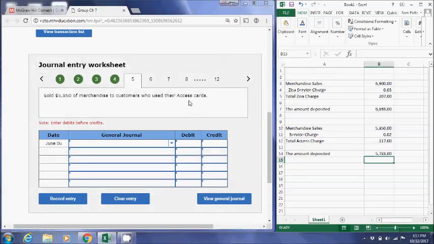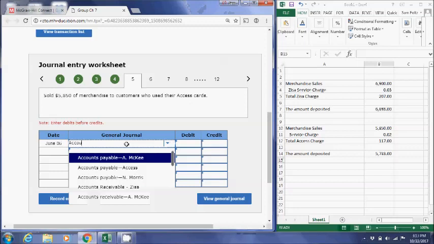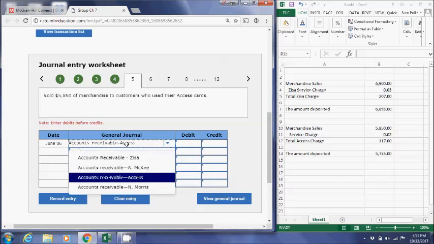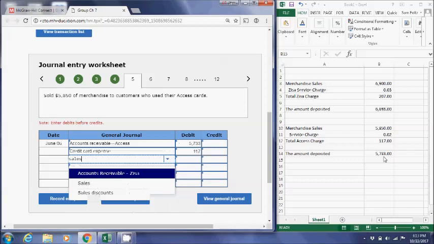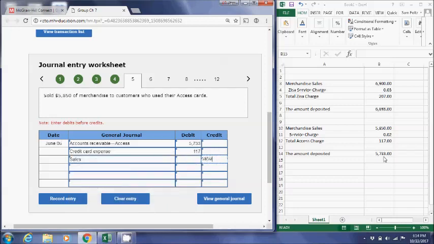because this is access. And the instructions tell us that access does not give us our money immediately. They give us our money within about a week of submitting those receipts to them. So in this case, we don't have cash as a debit. Access owes us money. So we have an accounts receivable from Access. The amount that Access owes us is this $5,733. We have a credit card expense, that's the 2% there, of 117. And of course we have sales of 5850.